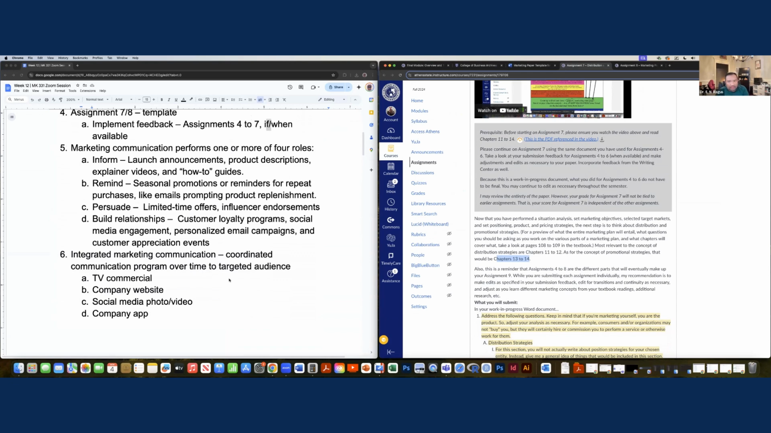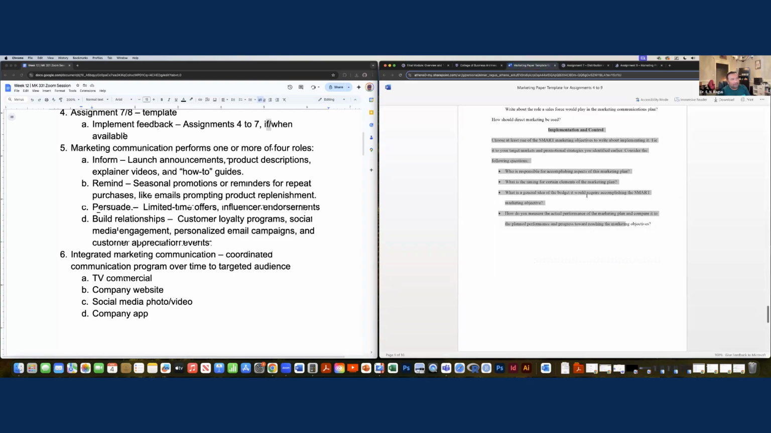It talks about promotion strategies, or it talks about promotion being about communication, right? So up to this point, think about the entire paper.